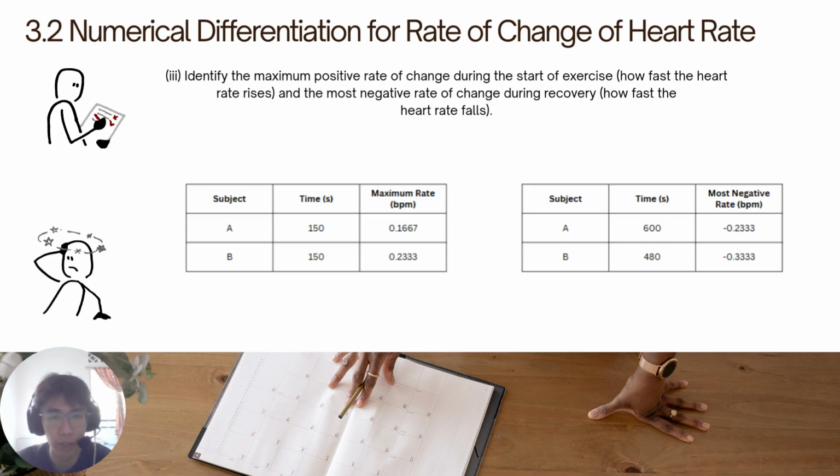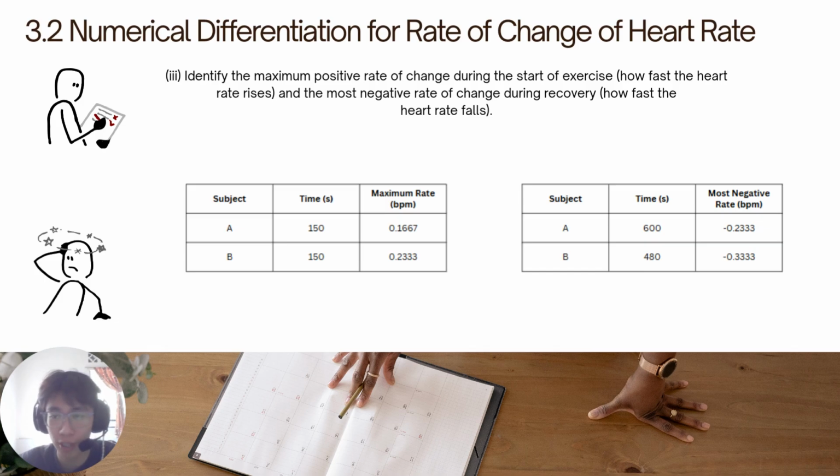The next question is to identify the maximum positive rate of change during the start of exercise and the most negative rate of change during the recovery. During the exercise, student A has a maximum rate of 0.166 bpm per second at 150 seconds, and student B also at 150 seconds, which has a maximum rate of 0.233 bpm per second.